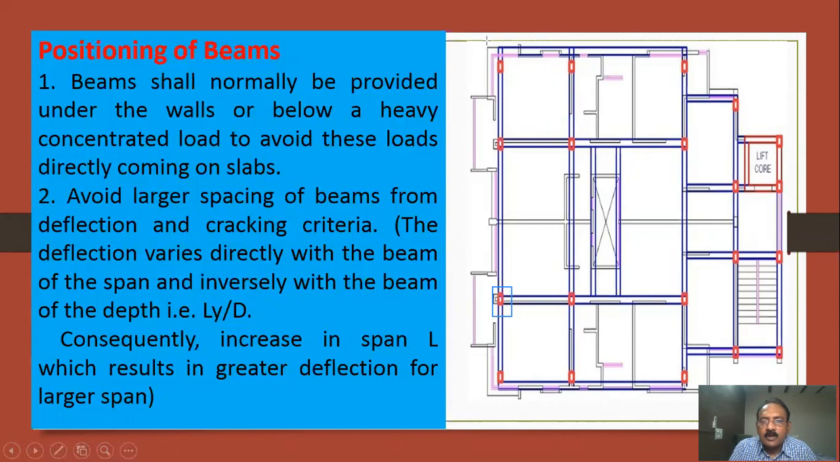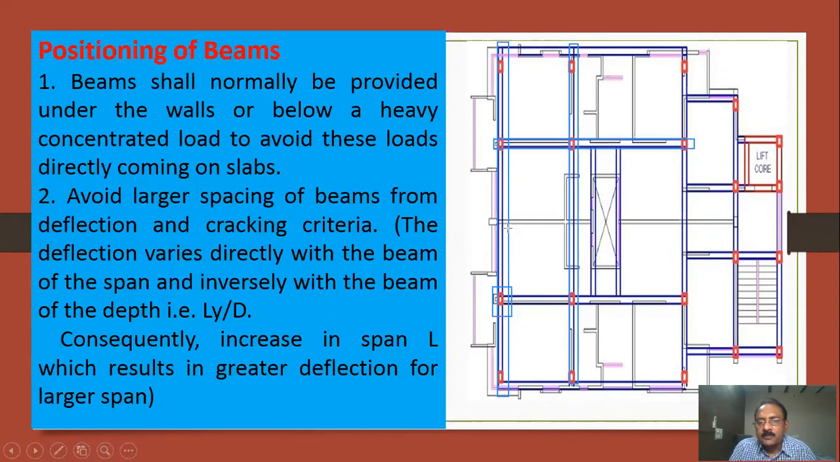This is your long wall from here to here. So you will provide the beam like this, not just anywhere as you like. Here is one wall, so here you will provide a beam, from here to here, a continuous beam. Similarly, here a wall is there, so you will provide one beam here.